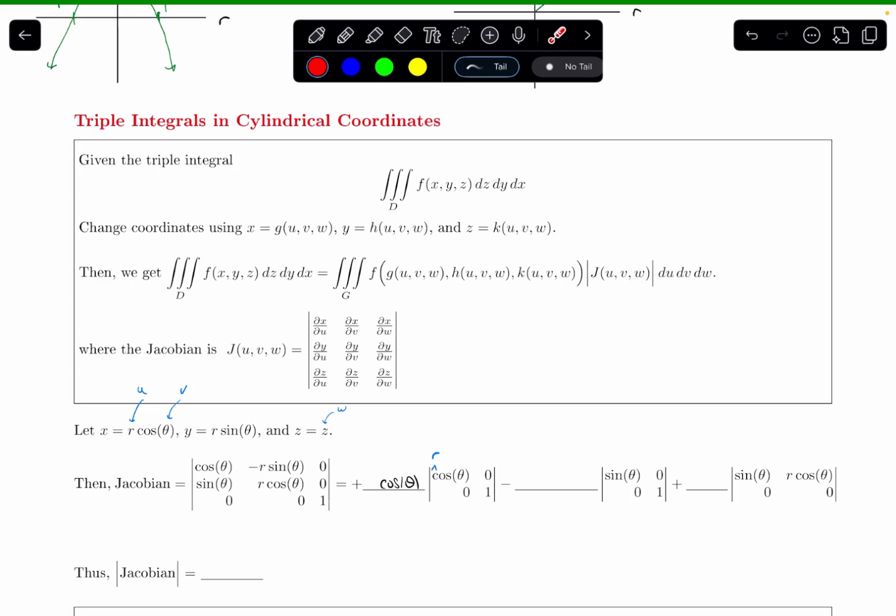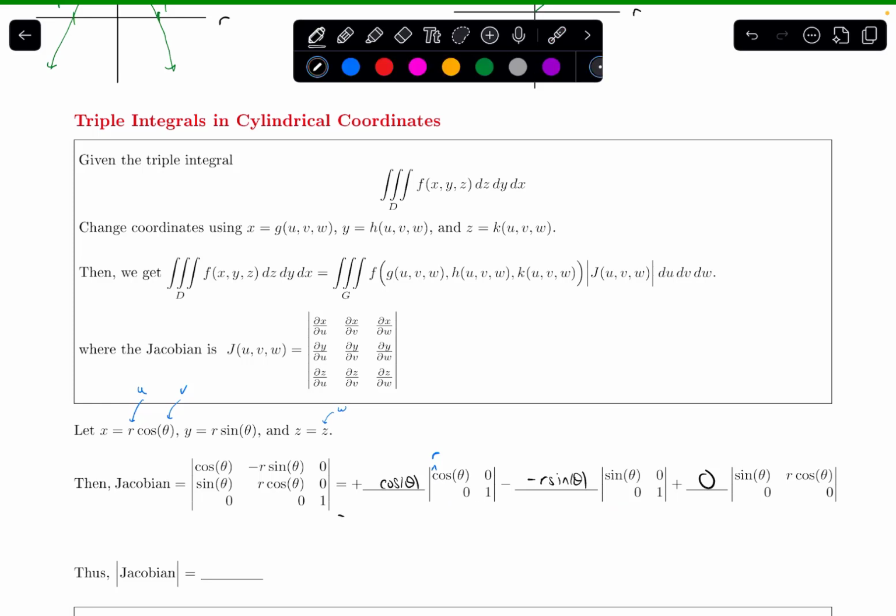Now I go to the next entry of that row, which is negative r sine theta, and I write that down. I cover up the row and the column that it's in, and the remaining entries I put into a 2 by 2 matrix. As I'm writing each of those entries down from that top row, I alternate signs. So I put a plus in front of the first one, then a negative in front of the next one, and then a plus in front of the next one, which is 0. When you cross out the row and column, zeros leave us with this 2 by 2 matrix, and now we know how to do a determinant of a 2 by 2 matrix.